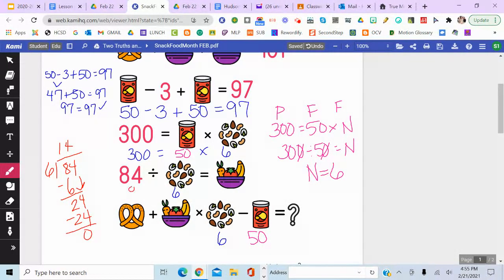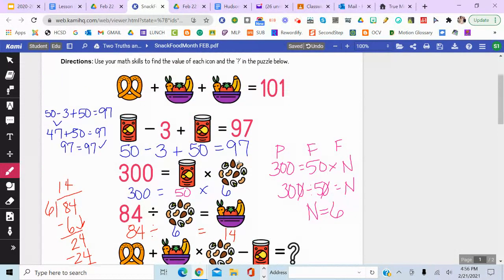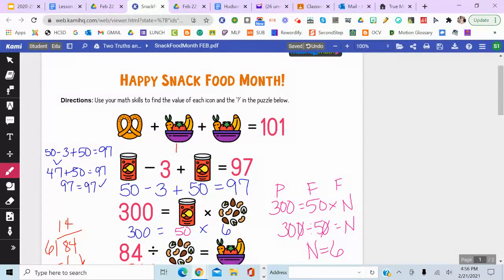So I have 84 divided by 6 equals 14. So my vegetable bowl is equal to 14 in every single one of these number sentences. So now I've got pretzel left. So I've solved for everything else, but now I have pretzel.